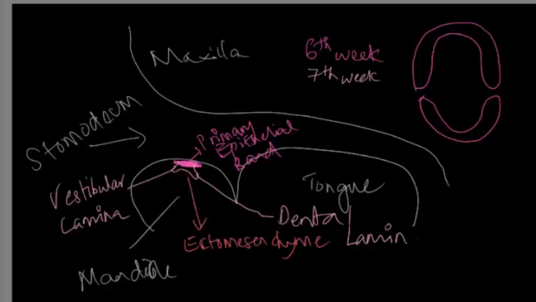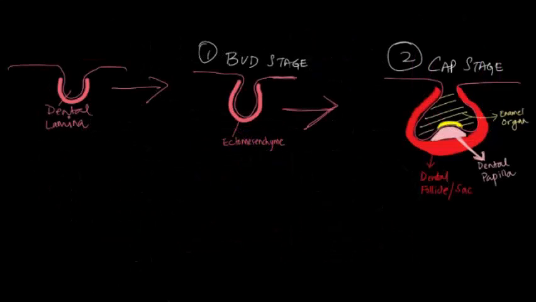Now the vestibular lamina grows deeper, and then it forms the depression between the teeth and the cheeks, or the teeth and the lips in front. Okay, so now we'll concern ourselves more with the dental lamina, because that's where the tooth is going to be formed from. So here we have the dental lamina.